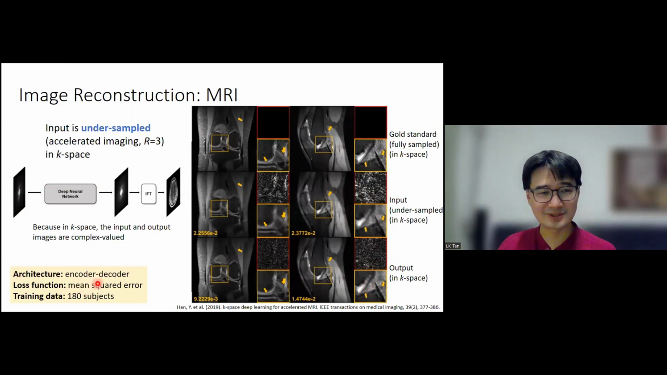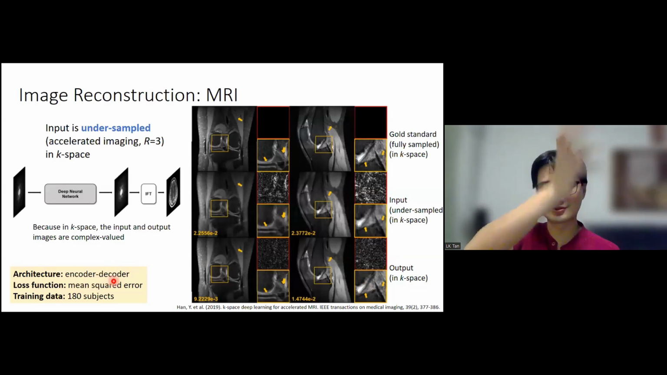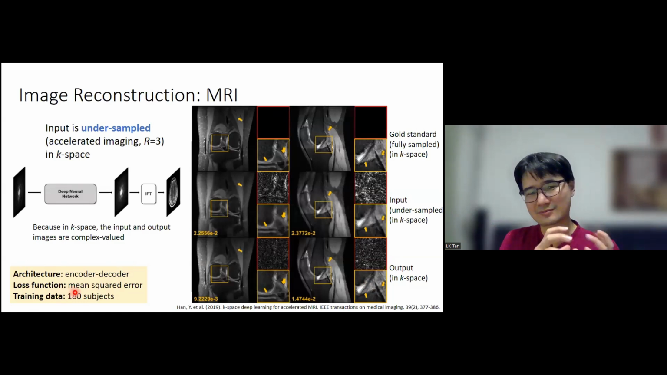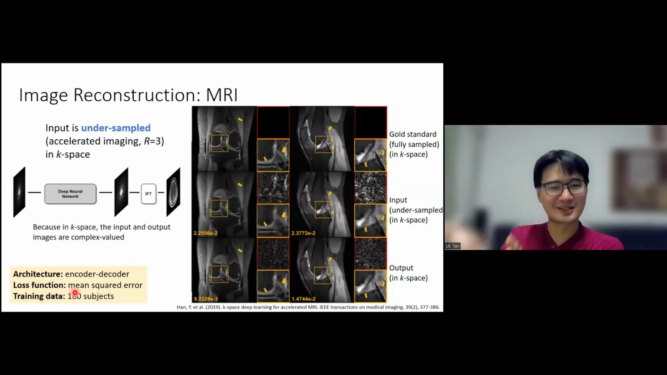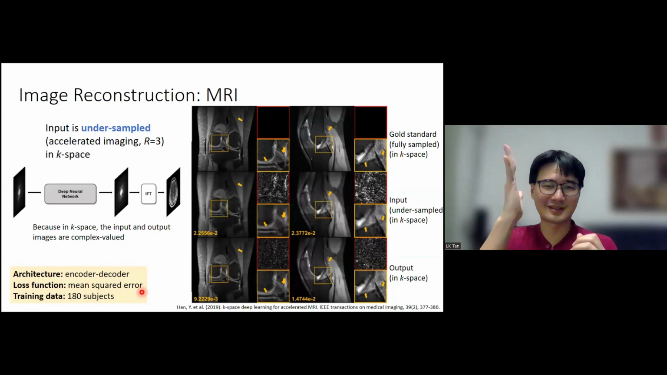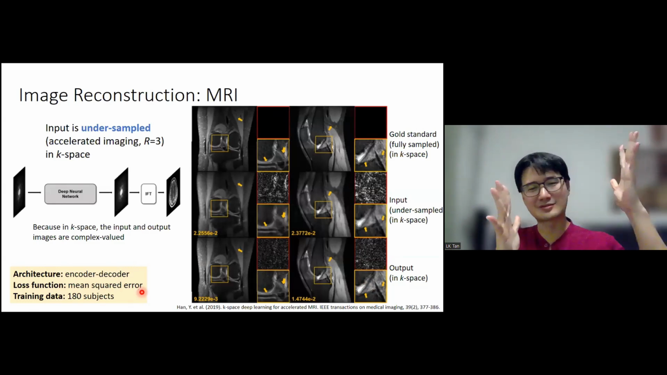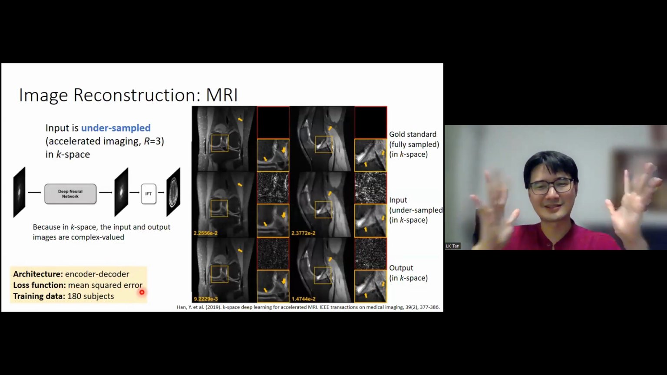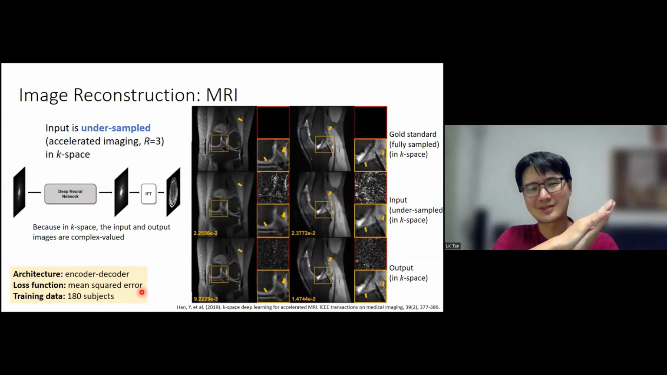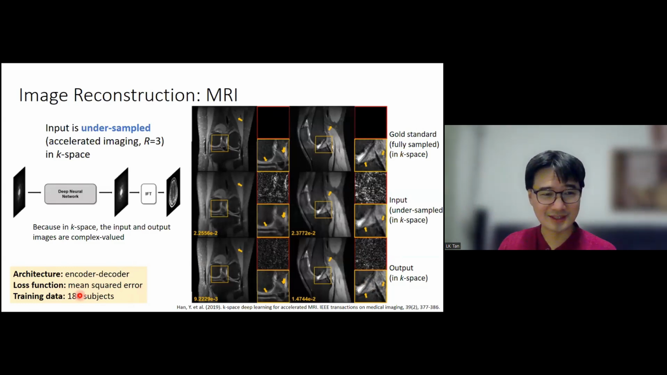The architecture that was used here is what they call an encoder-decoder, or so-called U-shaped network. The loss function is what we mean by the definition of what is considered a good output. In this case, they use something called mean squared error, which is easier than it sounds. It just means take the image that you get compared to the image that you expect to get, and you literally just subtract them, square them, and take the average. And the training data was only about 180 subjects. And voila, you managed to get a pretty good result.